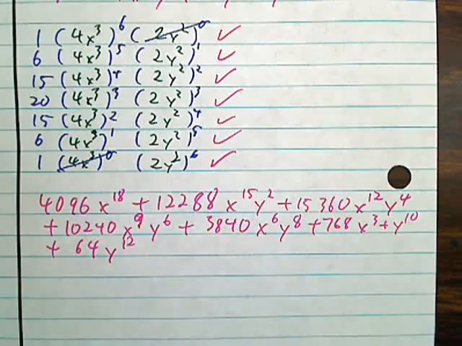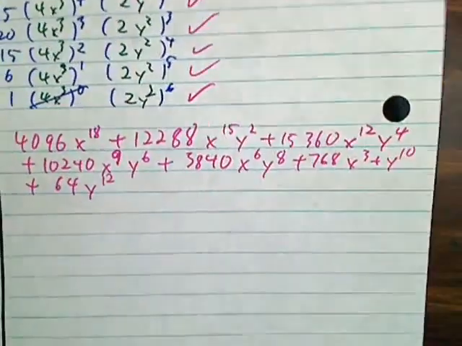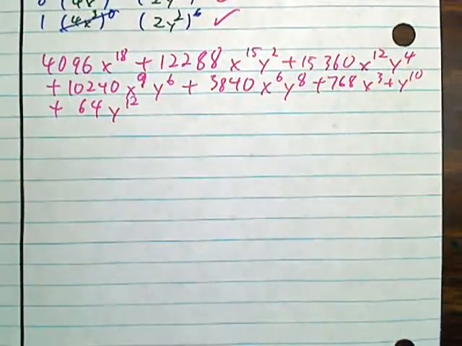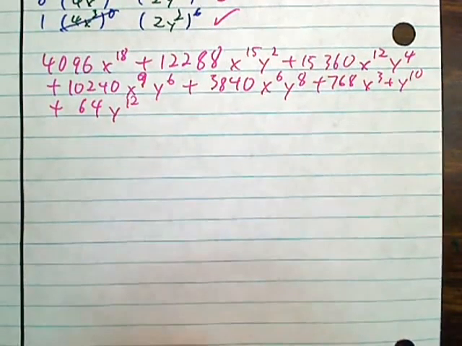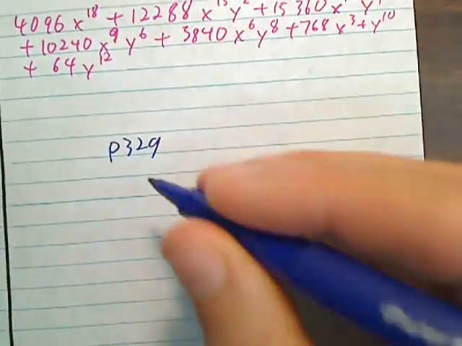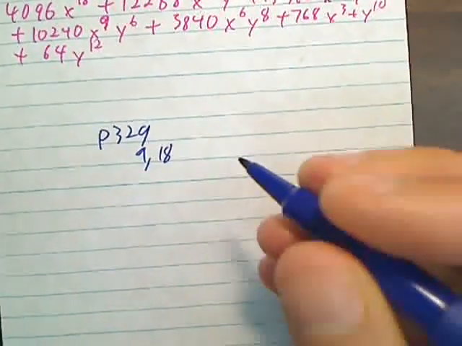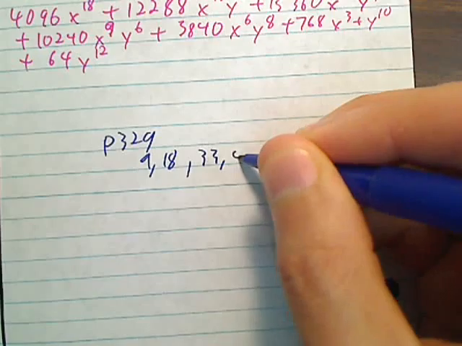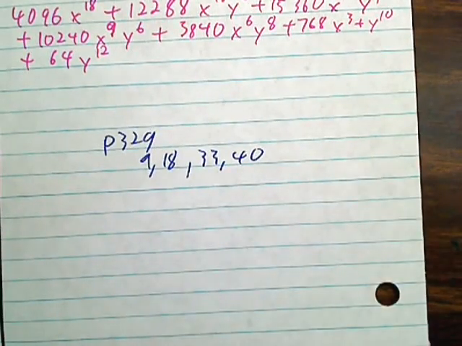Alrighty, now we're back to make sure you did your vocab and your summary. Let's see here, 9 and 18. Your homework is on page 329. 9, 18, 33, and 40. So a couple easy ones and a couple tough ones.